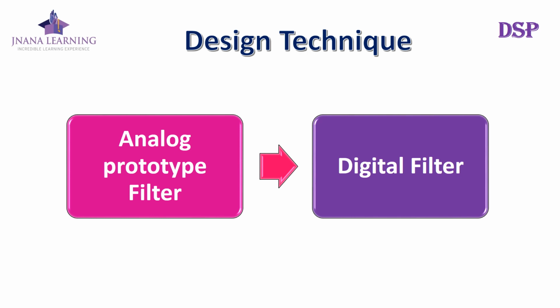The most common technique used for designing IIR digital filters is known as the indirect method, which involves first designing an analog prototype filter and then transforming that prototype to a digital filter. That's why it is called the indirect method. That is, we are not directly designing an IIR digital filter. First we design an analog prototype filter for a particular specification. Then we transform that prototype into the digital filter.